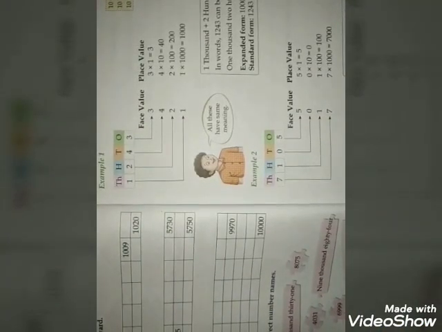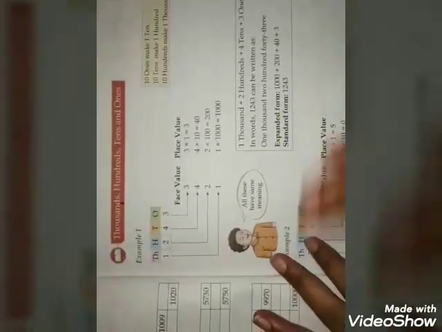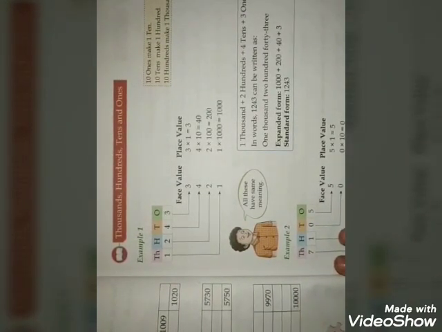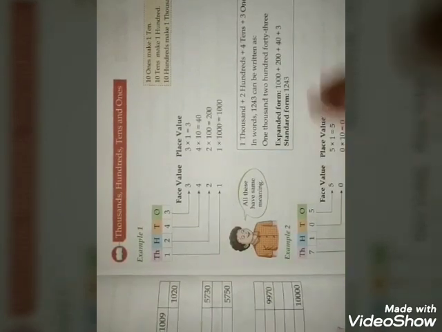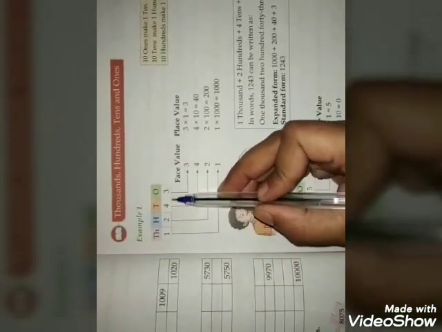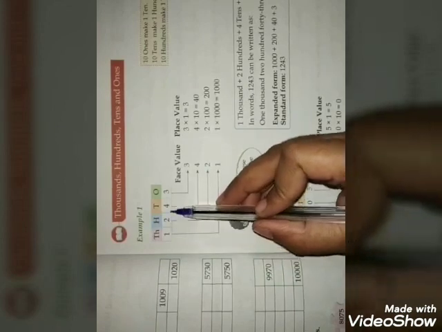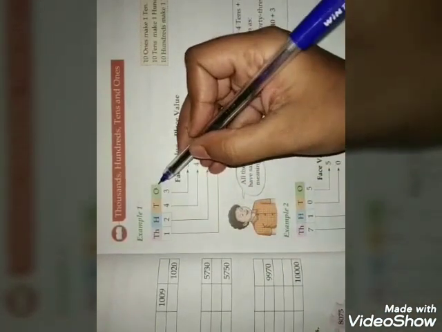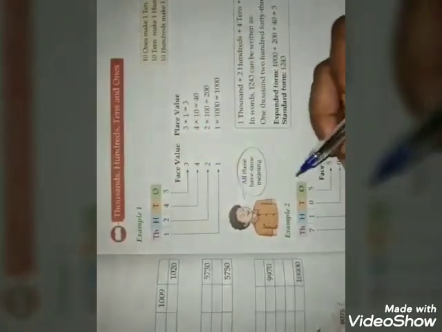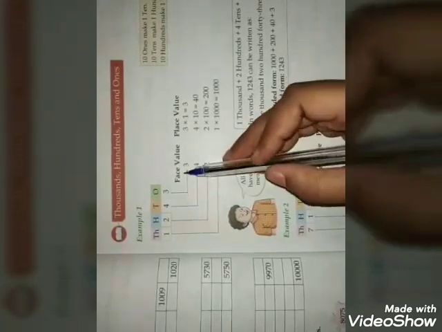Now let us move to exercise number 1.2. Before starting the exercise, we will learn something about the place value and face value of a number. So the question arises: what is the face value and what is the place value of a number? Let us take an example. The example given here is 1243, where 3 is at the 1's place, 4 is at the 10's place, 2 is at the 100's place, and 1 is at the 1000's place.